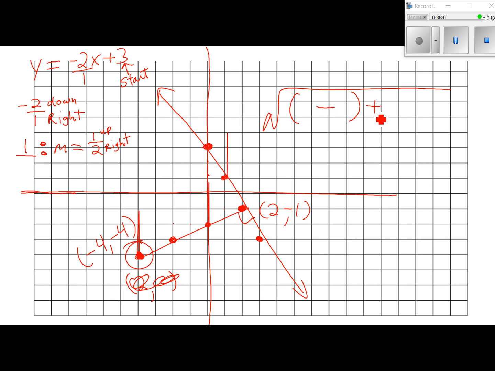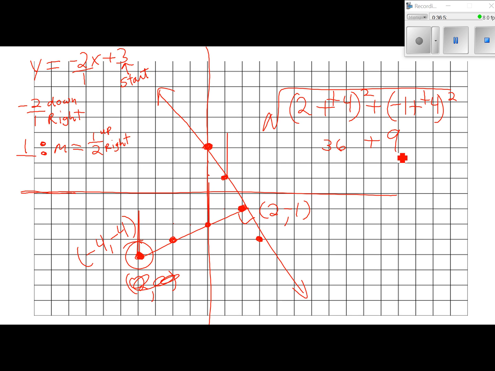Somebody tell me my x's. We're going to do this very, very quickly. 2 and -4. So 2 minus a -4, which is going to change that to plus. Tell me my y's. -1, -4. We'll change that to plus. 2 plus 4 is what? 6. 6 squared? 36. Plus -1 plus 4 is what? 3. 3 squared? 9, thank you. What's 36 plus 9?